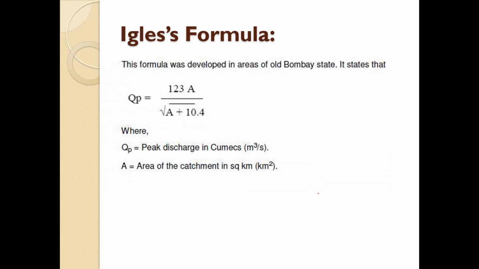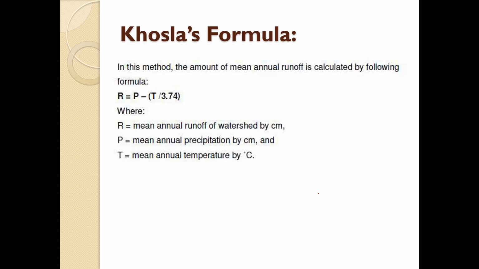Now the English formula. It is developed for the areas in the old Bombay state. It states that QP equals 123A divided by the square root of A plus 10.4, where QP is the peak discharge and A is the area of catchment in square kilometers.